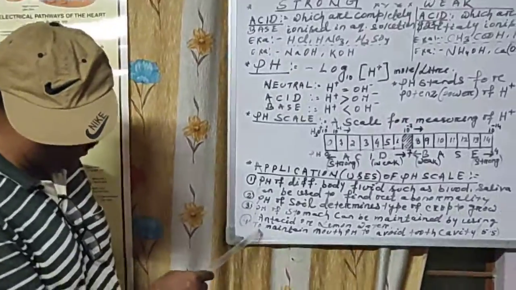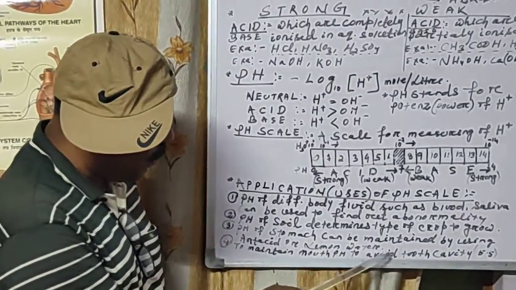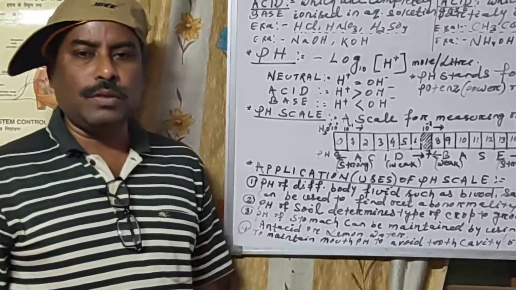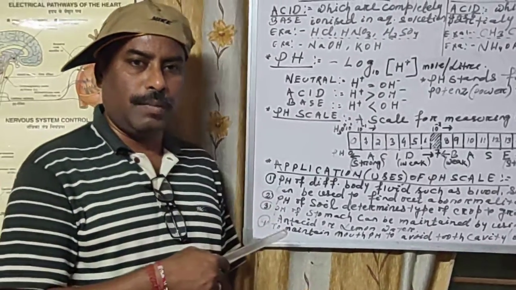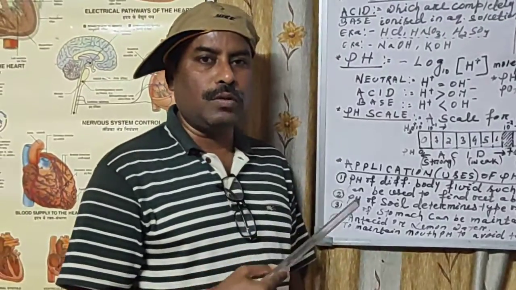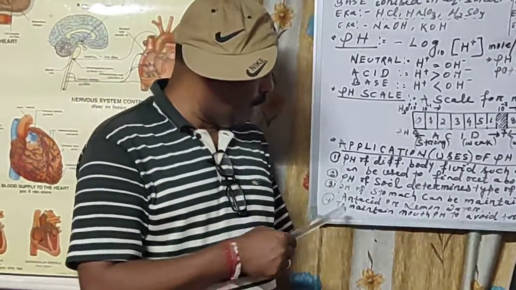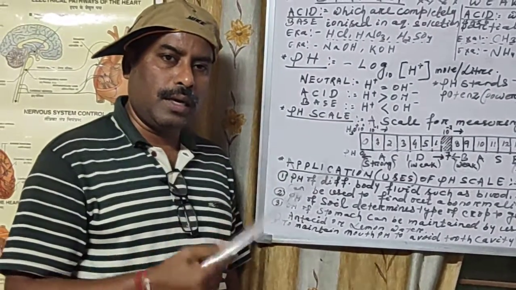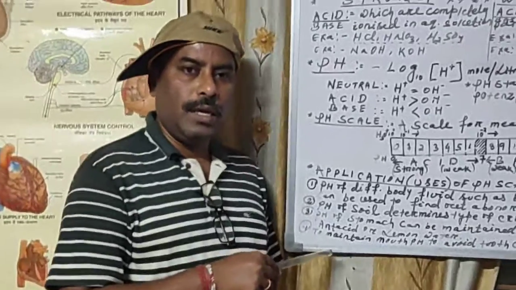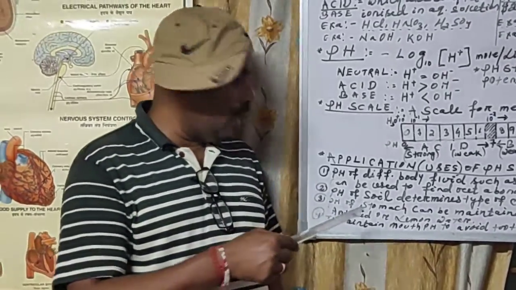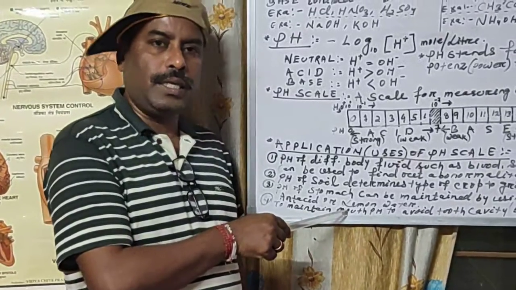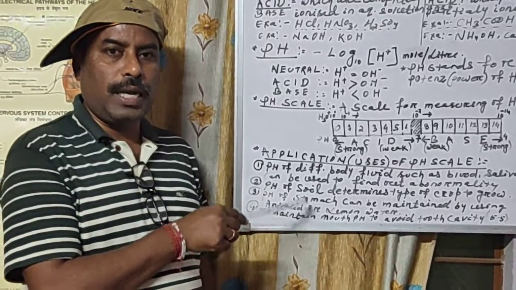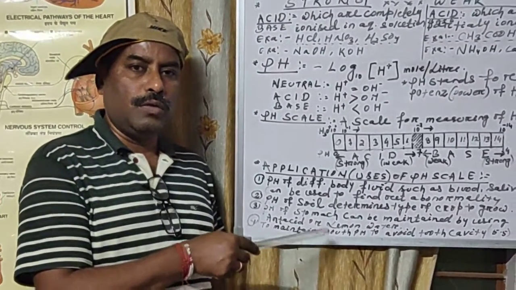Then the fourth one is to maintain mouth pH to avoid tooth cavity. Generally in our everyday life, many students, many people are suffering from tooth cavity. Why? Because of the acidic mouth in our body. Sometimes when we take food, some part of the food is left in the junction place of the teeth, and over time it is fermented by bacteria and acid is created. This acid causes the corrosion of the enamel part of the teeth, and slowly the tooth cavity develops.